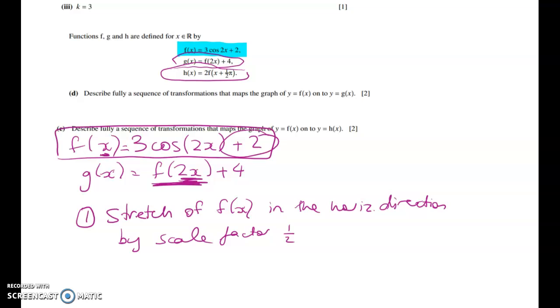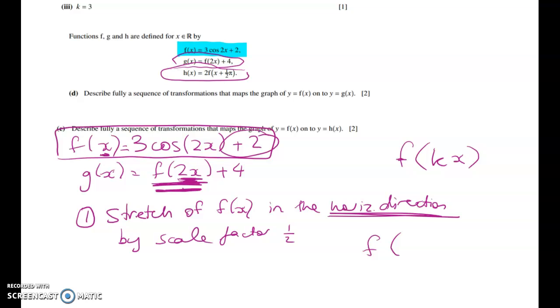Where I got to at the end of the last video is I talked about how we could do the first transformation to get from f to g. That's the trickier of the two. And we're going to use the terminology that we're stretching f of x when we've got f of kx. What we're going to say is that we've got to stretch in the horizontal direction, or in the direction of the x-axis, by a scale factor of 1/2. So it's quite easy to screw this up.